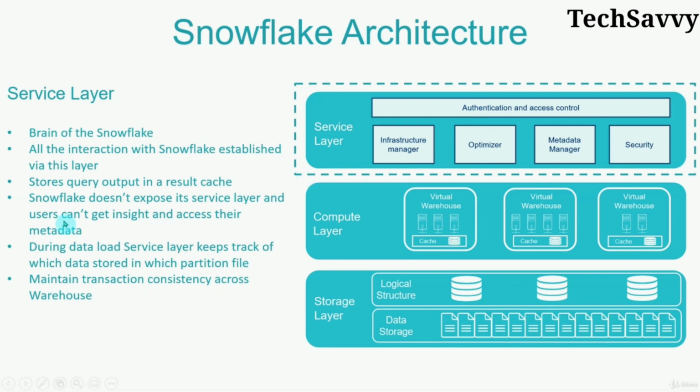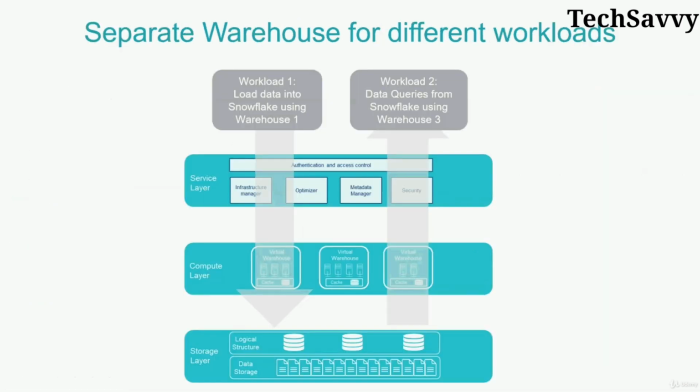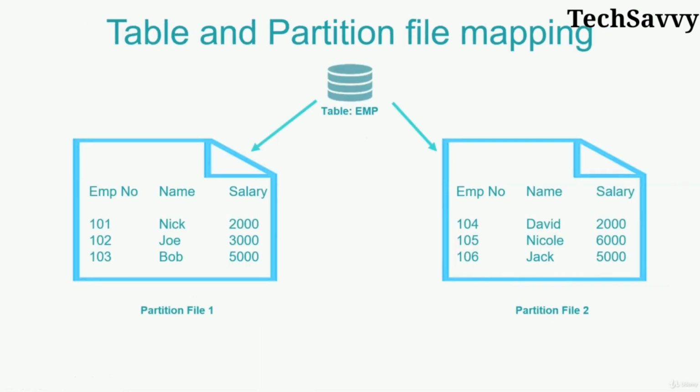Another important activity which the service layer performs is that during the data load, the service layer keeps track of which data is stored in which partition. What I mean by that is, if you remember, in the last lecture we went across two different workloads. Workload one was writing data into Snowflake using warehouse one. Whenever this data load happens, Snowflake keeps track of which partition file is mapped with which table and what kind of data is stored in which partition file.